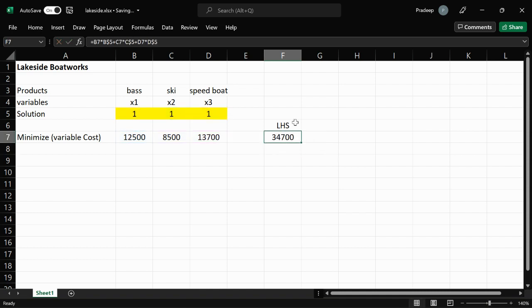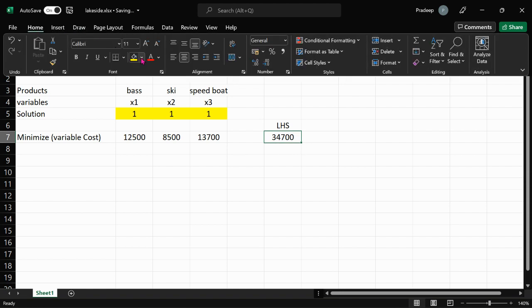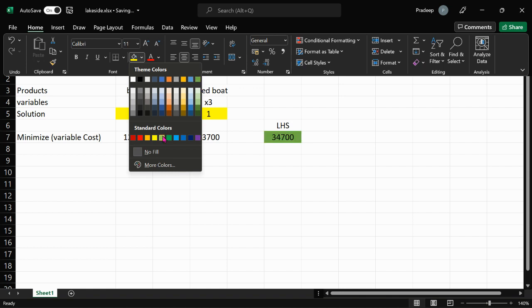Okay, so right now, if I manufacture one bass boat, one ski boat, and one speed boat, the cost is this much. But anyway, this we want to minimize. Let's go with a green color because that is what I want to minimize.